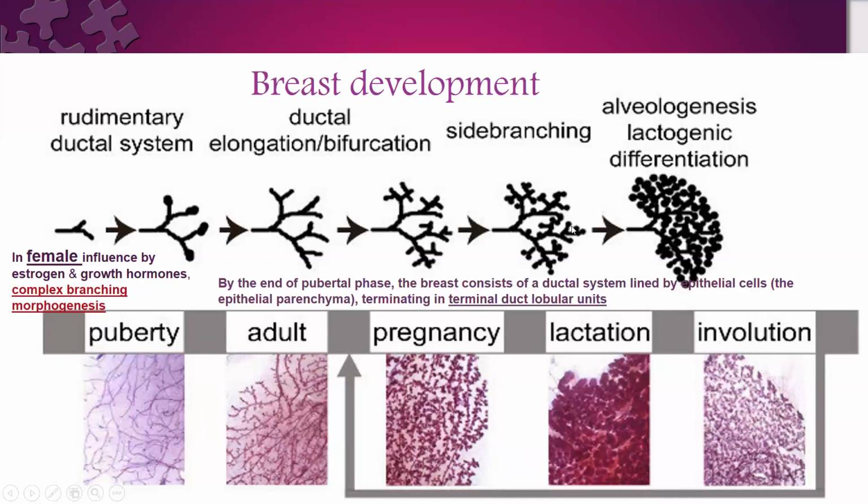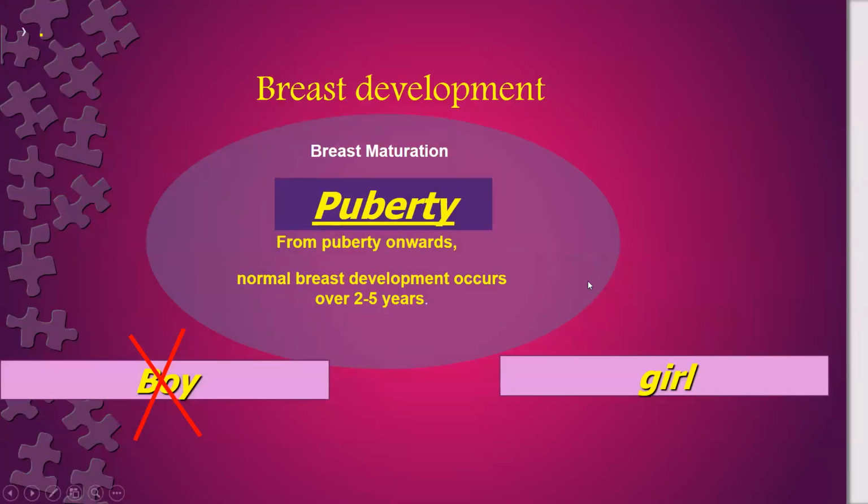You see like this, and then the side branches end with what? What are these? Alveologenesis, or terminal duct lobular units. They start to develop terminal duct lobular units. So by the end of the pubertal phase, the lady has developed terminal duct lobular units, and then they continue to grow every 2 to 5 years until adult life. And then we'll see later pregnancy, lactation, and postmenopausal involution. Is it clear?